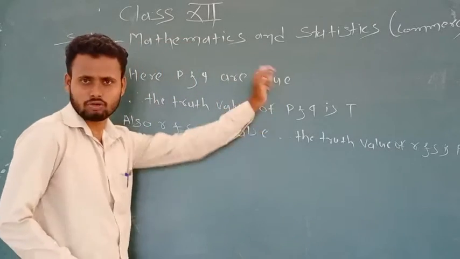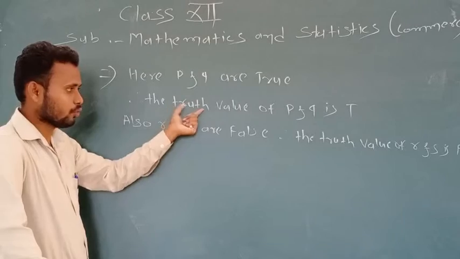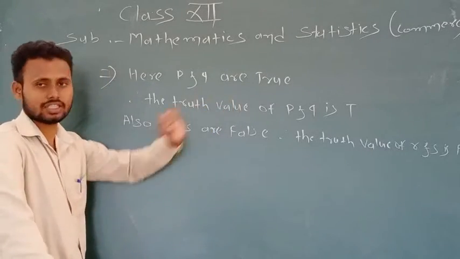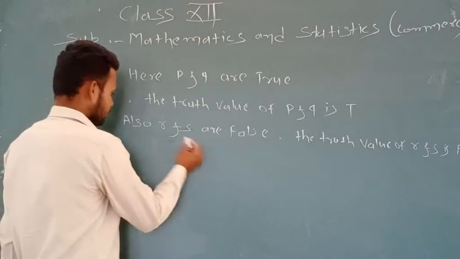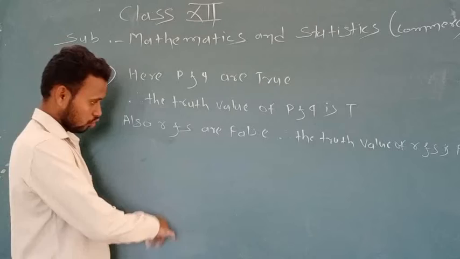What did we do here? We wrote it from the given. P and Q are true statements, therefore the truth value is T. Also R and S are false, therefore the truth value is F. Now, next line: to find the truth value of what? We have to find the truth value.